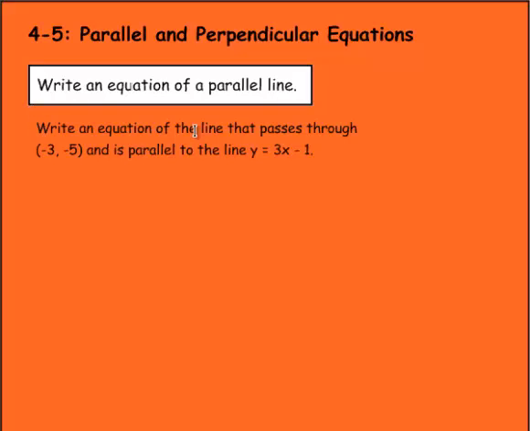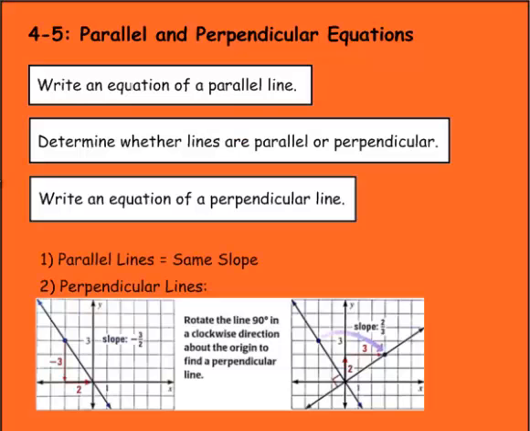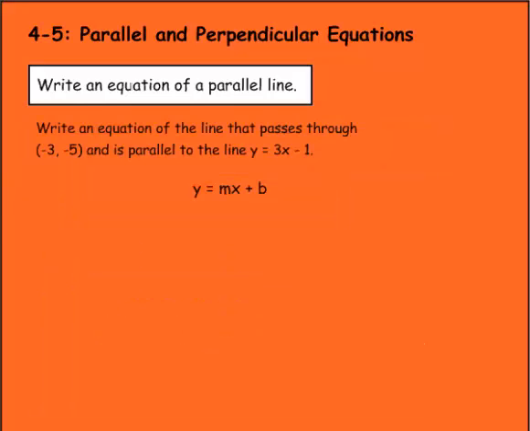So it says write an equation of a line that passes through negative 3 and negative 5 and is parallel to the line y equals 3x minus 1. So we need to make an equation, y equals mx plus b, slope-intercept one, where it's going to be parallel to this one. Well, we see that parallel lines need to have the same slope. So the slope needs to be 3, just like it's 3 in this equation. And now what we can do, since it has to run through this point, we could plug in these two numbers and solve for b.